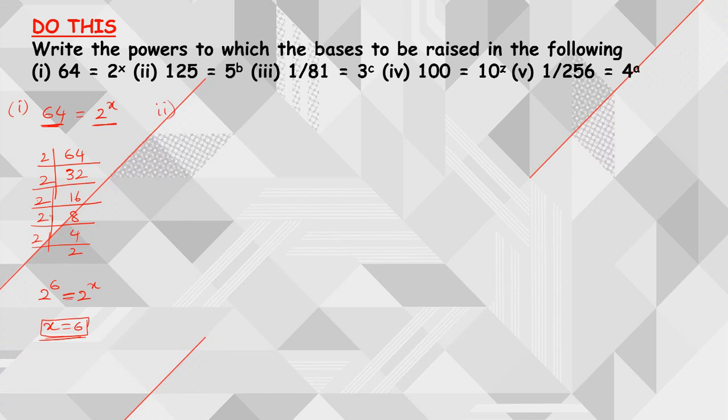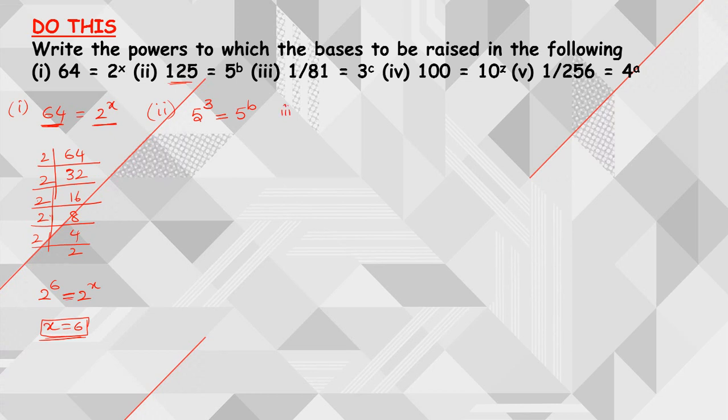Moving on to question number 2. What he has given is 125 is equal to 5 power b. How can we write 125? 125 is nothing but 5 raised to the power 3. 5 cube is 125. So 5 power 3 is equal to 5 power b. You can follow the prime factorization and do it, right?